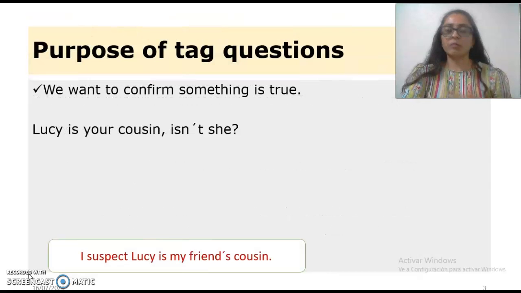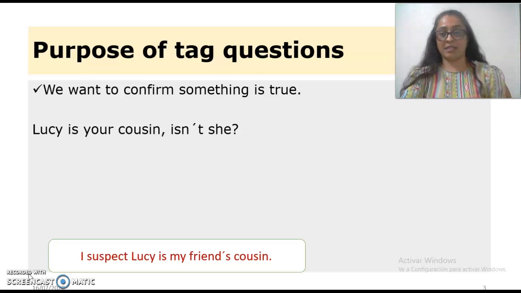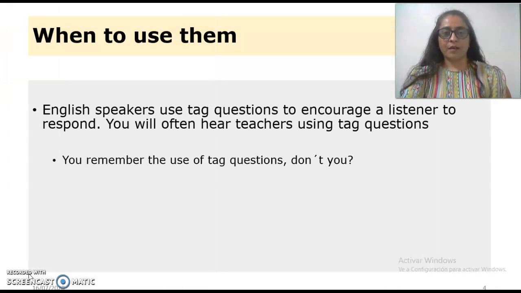The purpose, there are many purposes, but this is one of them. We want to confirm that something is true, so we may know something, and we want to make sure that that is true. Let us imagine I have a friend who has a cousin named Lucy, but I'm not sure if Lucy is the cousin of my friend. And then I said, "Lucy is your cousin, isn't she?" See? When to use them?